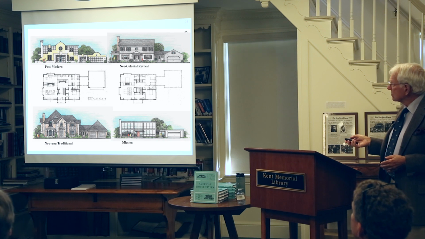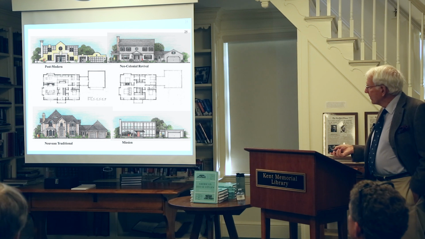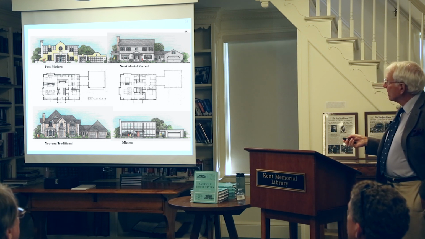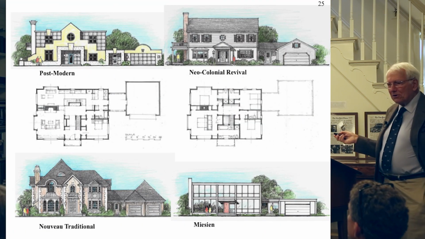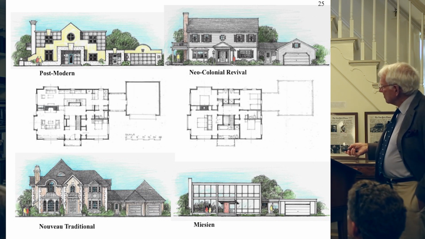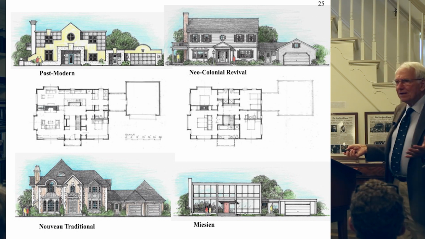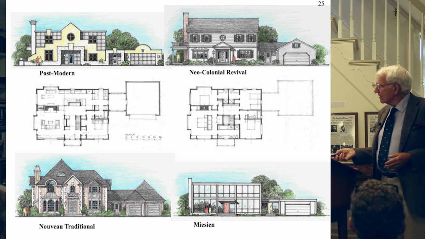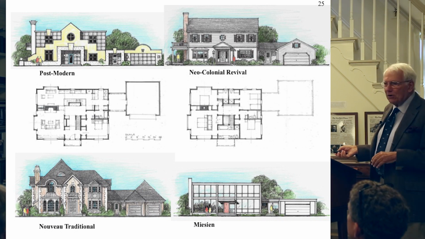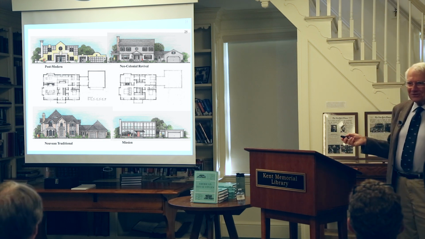And then just to close, these are four very different houses or versions of the same basic plan: postmodern, neo-colonial revival, Miesian, and the only term that wasn't an accepted standard term used among architectural writers and historians, I invented: nouveau traditional. These people seem to call them McMansions, that kind of thing.